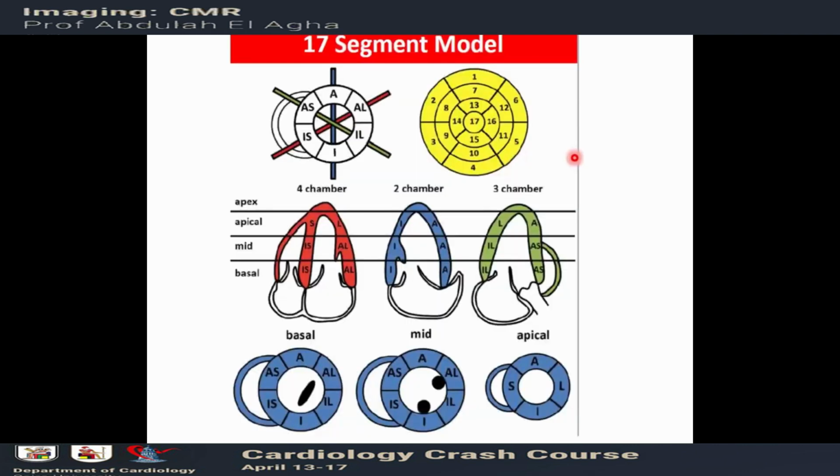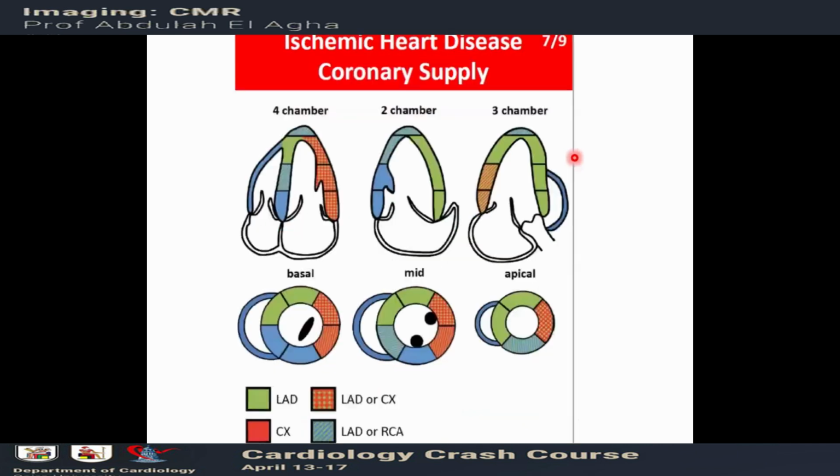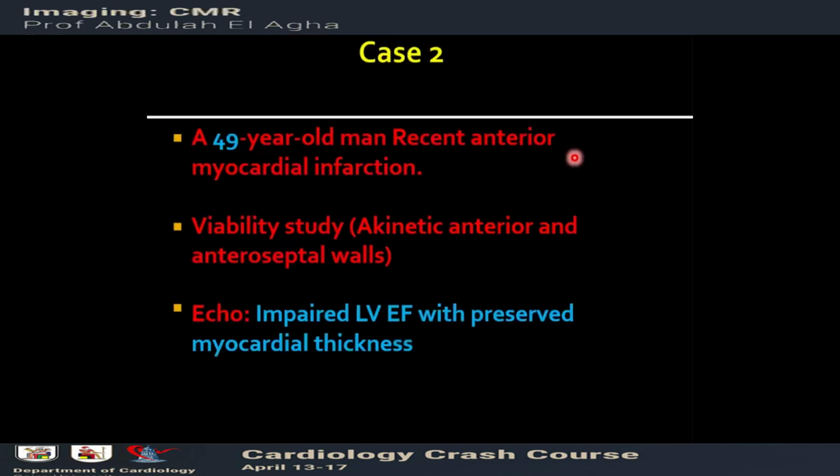Right. This is the 17 segment model. As I told you, you should know this from echocardiography. And this is the supply of each segment by the relevant coronary. So viability is a very important indication in such patients. So if you have a patient in the clinical exam and they are asking you, you reach the diagnosis that this patient has a missed anterior MI and has the total occlusion of the corresponding vessel, you should answer that I will do viability.